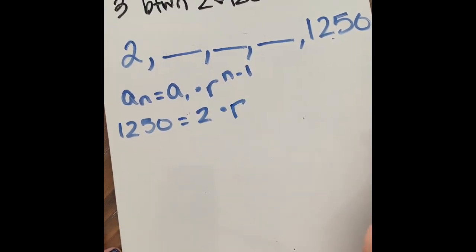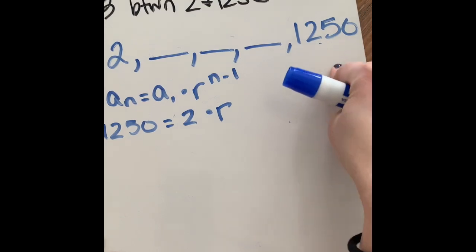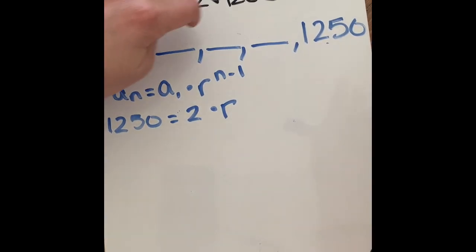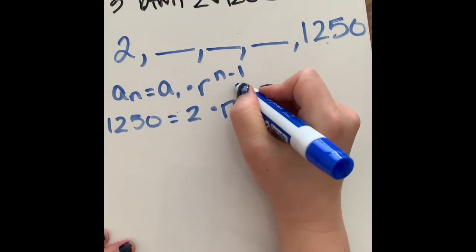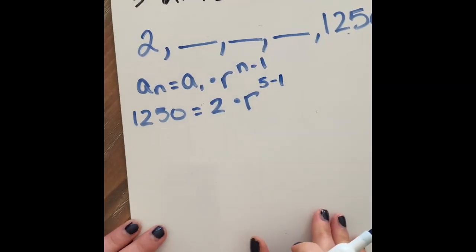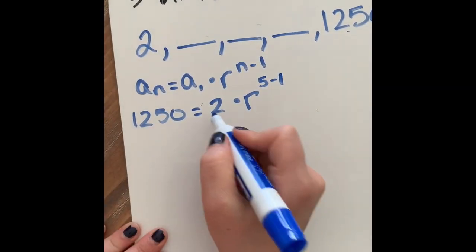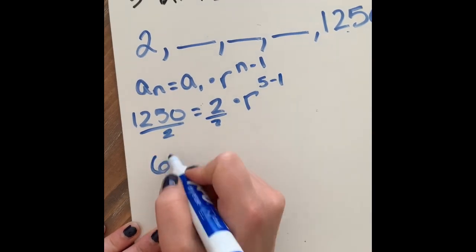Now we can find n, the number term. What number term is 1250? 1, 2, 3, 4, 5. So I have 5 minus 1. So now let's solve for r. We're going to divide out the 2 there on either side, right?